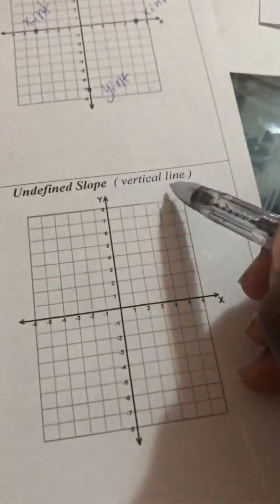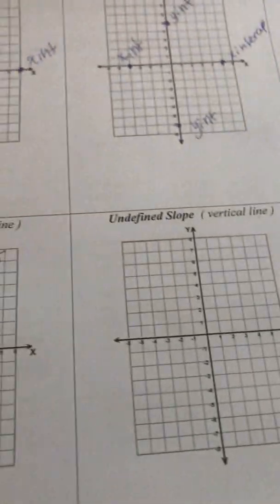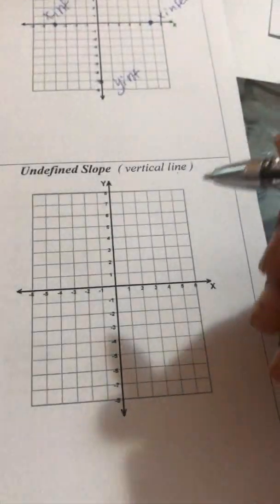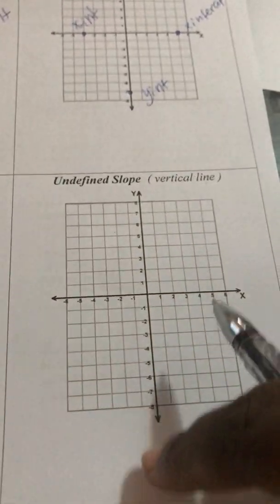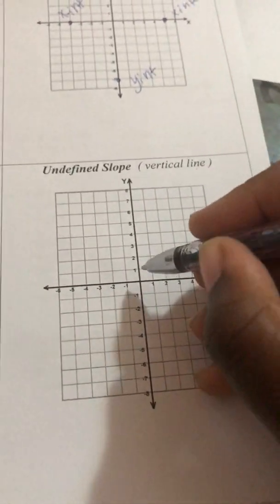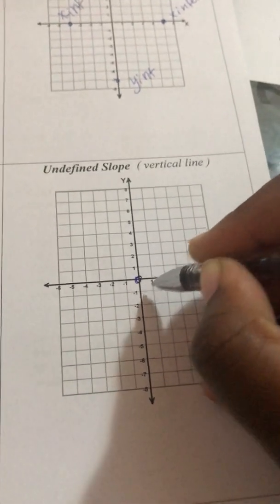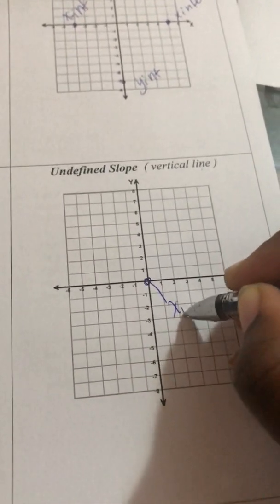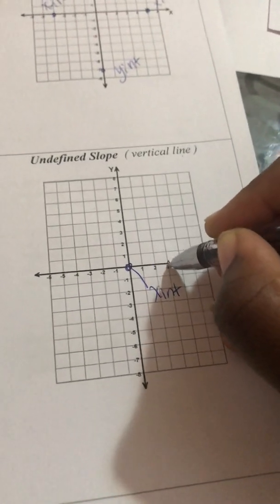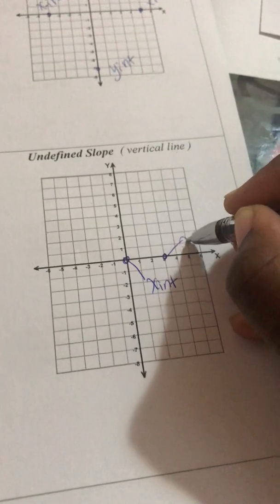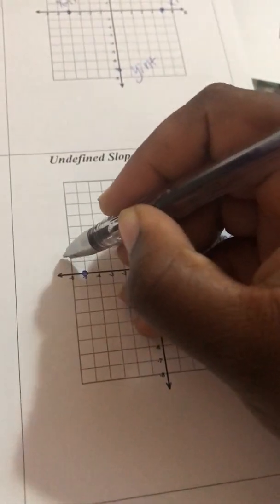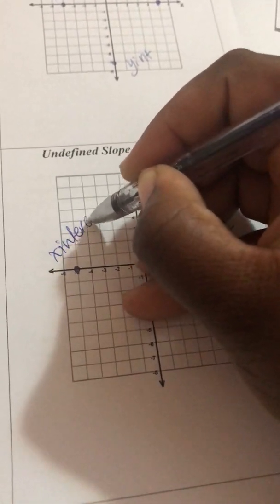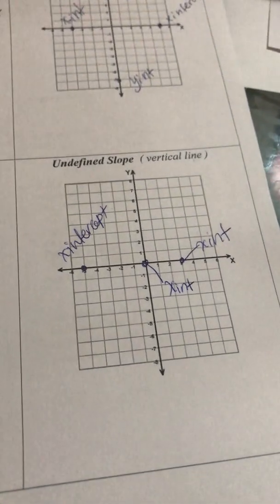Undefined means a vertical line. The vertical line also has only one intercept, which is the x-intercept. It will never have a y-intercept because it never crosses the y-axis. The y-axis itself is a vertical line, so the x-intercept is here. You can draw another one here and label that x-intercept, and another one over here. Like this. Okay?